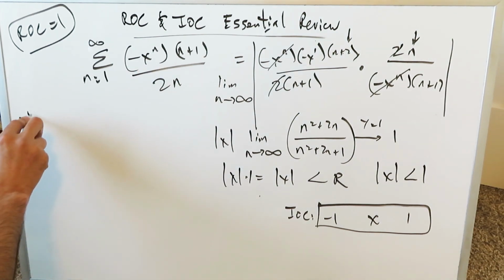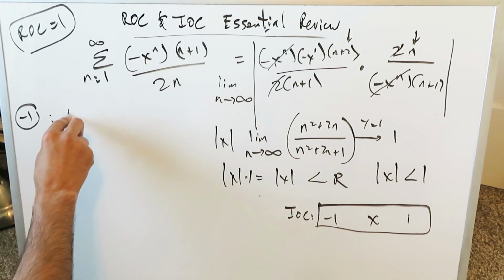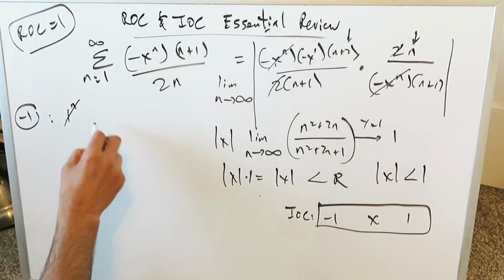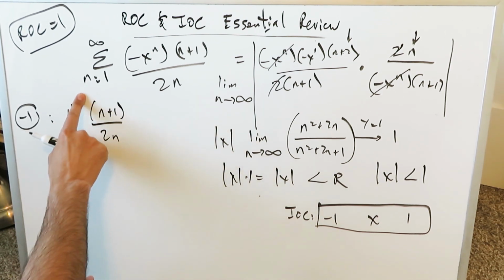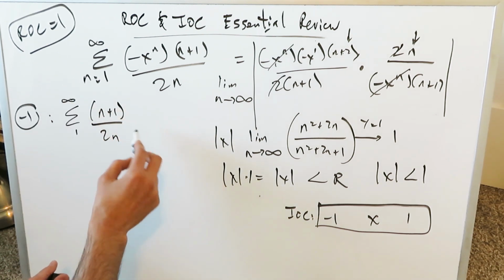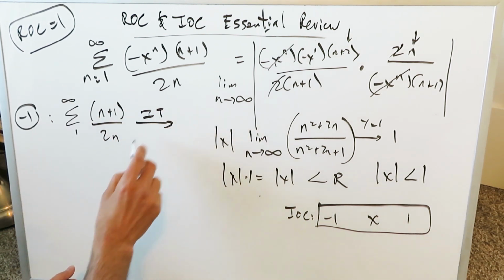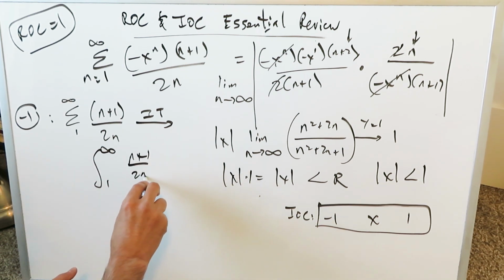When you look at minus 1, you put minus 1 here, you get minus 1 to the power of n. You're looking here at 1 to the power of n, which is meaningless. You're really looking at n plus 1 divided by 2n, and your series is being evaluated from 1 up to infinity. Just use the integral test.